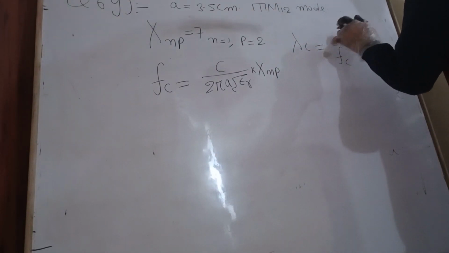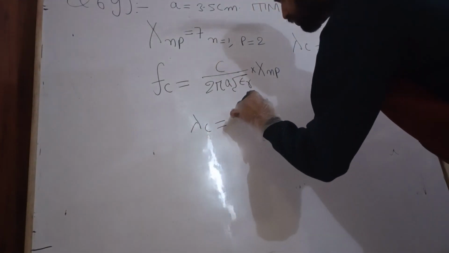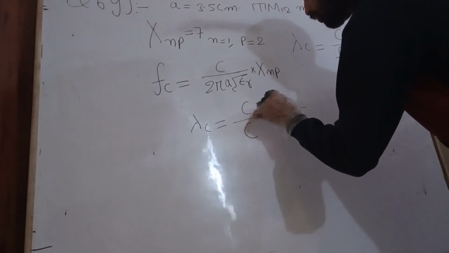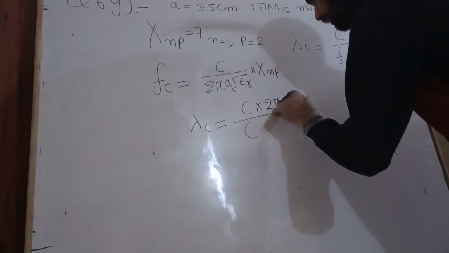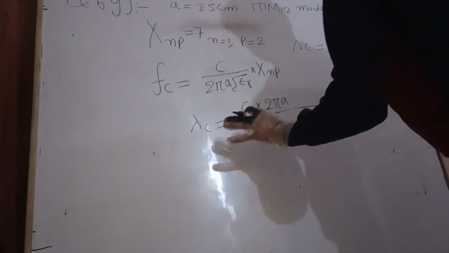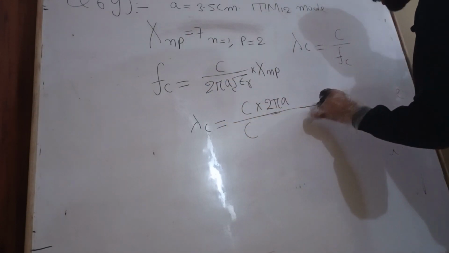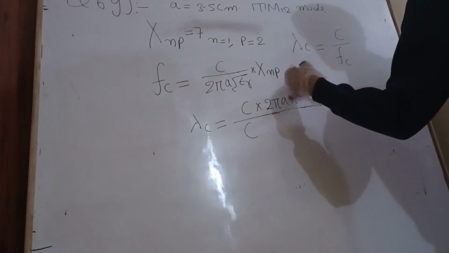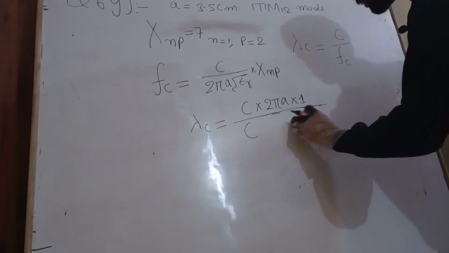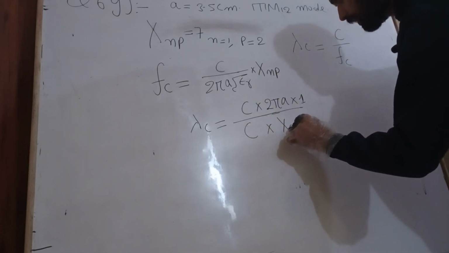So lambda c is equal to c by fc, and fc is c by 2 pi a square root of epsilon r, because it is an air filled circular waveguide. For air the permittivity is 1. So this comes down, with c multiplied by x_np in the numerator.